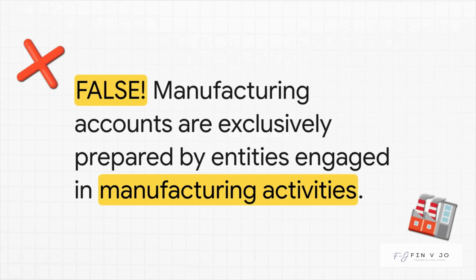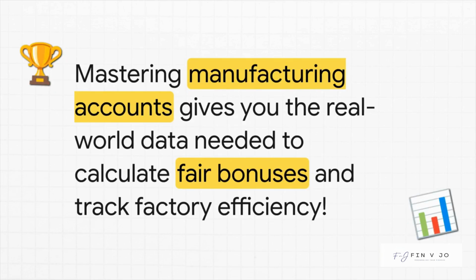To wrap things up today, I want to leave you with a practical thought exercise. Ask yourself this. If you were the factory manager trying to fairly calculate production-linked bonuses tomorrow morning, how exactly would the structure of the manufacturing account we just learned make that possible? Think about how isolating those direct wages and unit volumes gives you the undeniable, hard data you need. Understand that, and you don't just know how to pass the exam, you know how to actually run the business.